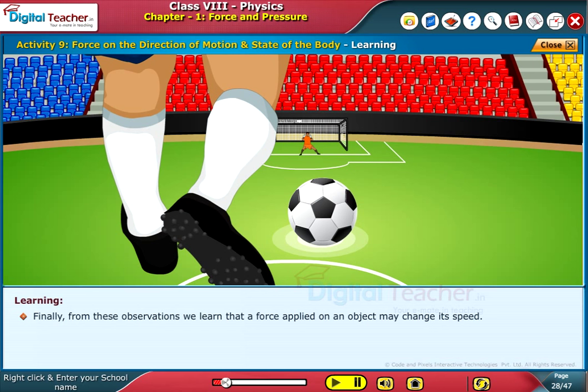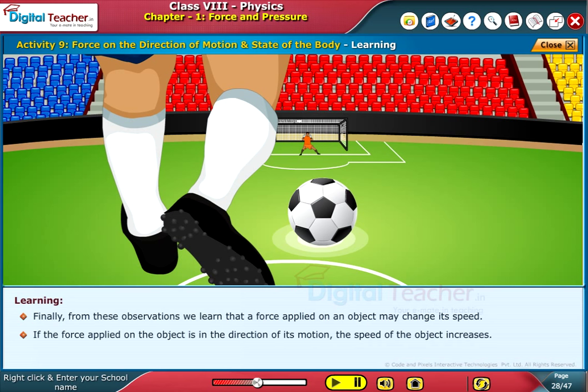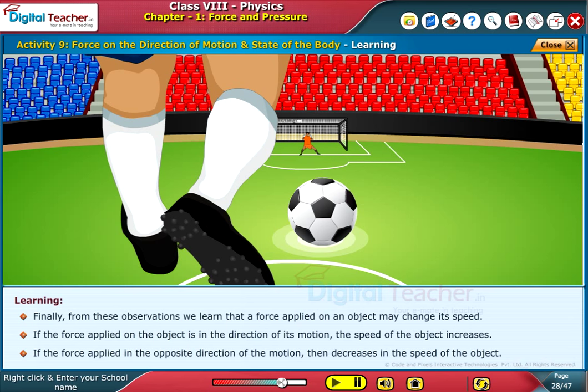Finally, from these observations, we learn that a force applied on an object may change its speed. If the force applied on the object is in the direction of its motion, the speed of the object increases. If the force is applied in the opposite direction of the motion, then the speed of the object decreases.